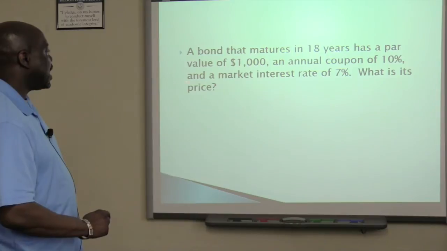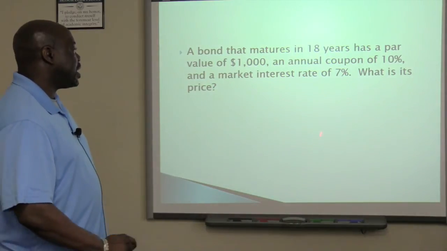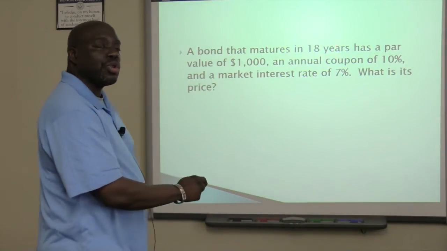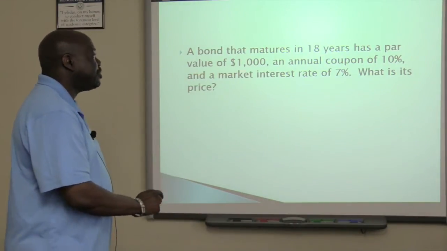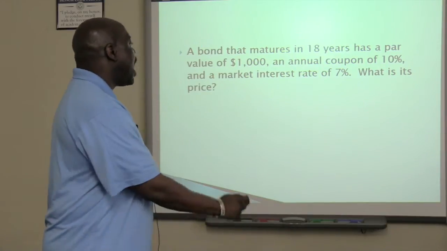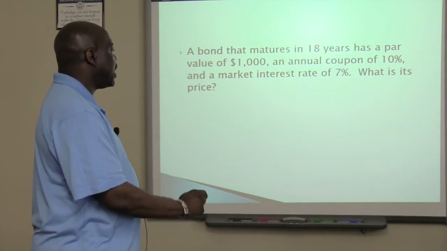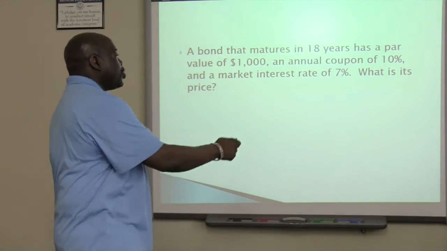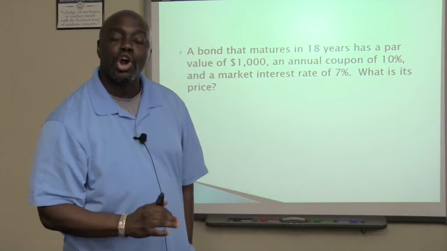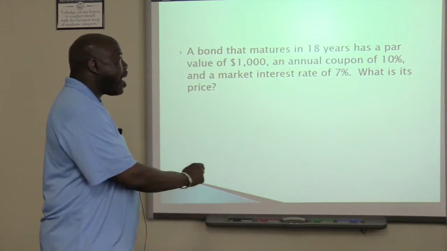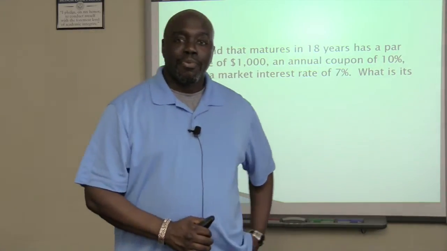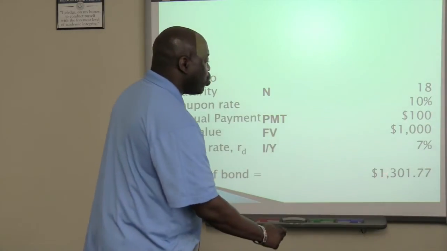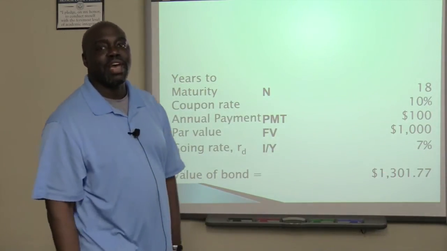A bond that matures in 18 years has a par value of $1,000, an annual coupon of 10%, and a market interest rate of 7%. What is the price? Let's look at this problem before we go to the answer. N is going to be 18. Future value, our par value, is 1,000. We take the annual coupon of 10% and multiply it by our par value to get our payment. So 10% times 1,000 is $100. $100 is your payment. Our I/Y is 7. That leaves us with present value to calculate. The present value, or the value of the bond, is $1,301.77.